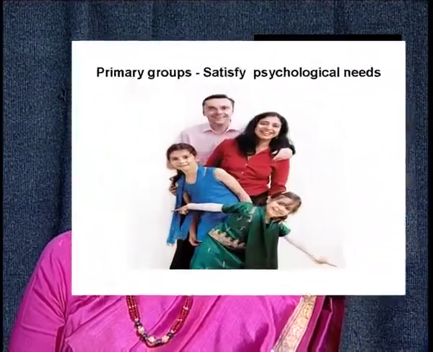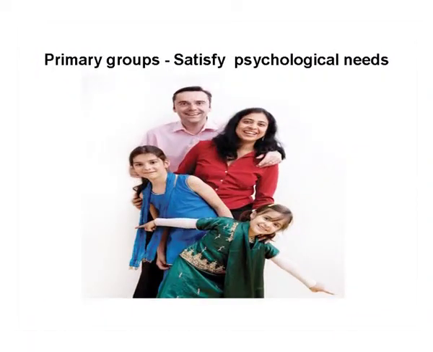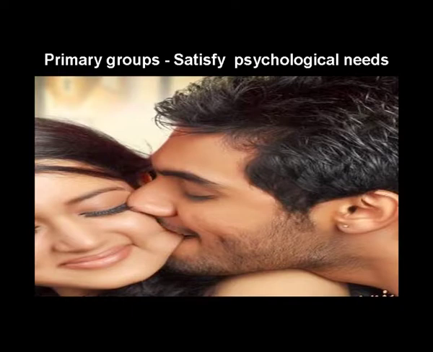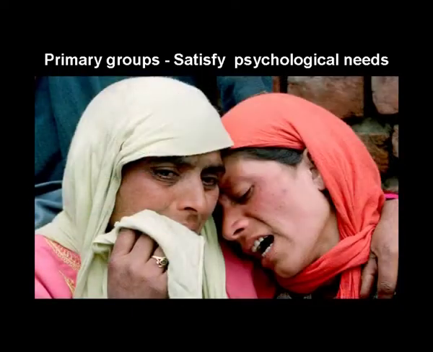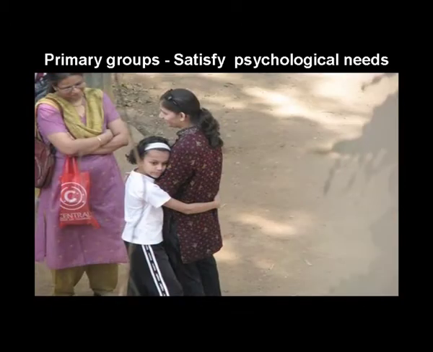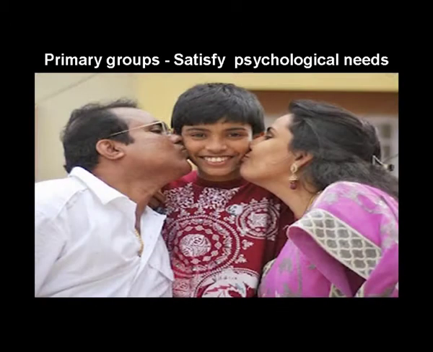The next, satisfaction of psychological needs like happiness, belongingness, companionship and feelings of security and sympathy is possible only in primary group relationships. Parents or sisters or even friends extend warm relationships at the crisis period and provide mental solace to the members, which cannot exist in other kinds of groups.